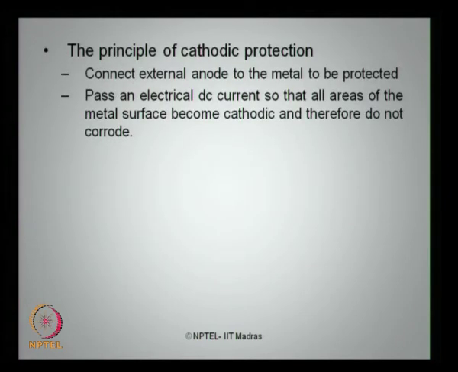Let us quickly look at the principle behind how cathodic protection works. The steps are very simple. Connect the external anode to the metal to be protected. As I clearly said, the metal which you want to protect should become a cathode, therefore you require an external metal which is going to become an anode, which is ready to release electrons in a chemical reaction, connected to it. Pass an electric DC current so that all areas of the metal surface become completely cathodic and therefore do not corrode.